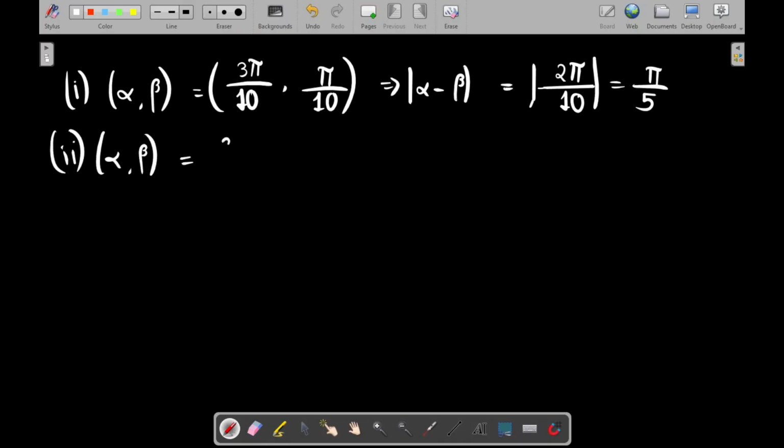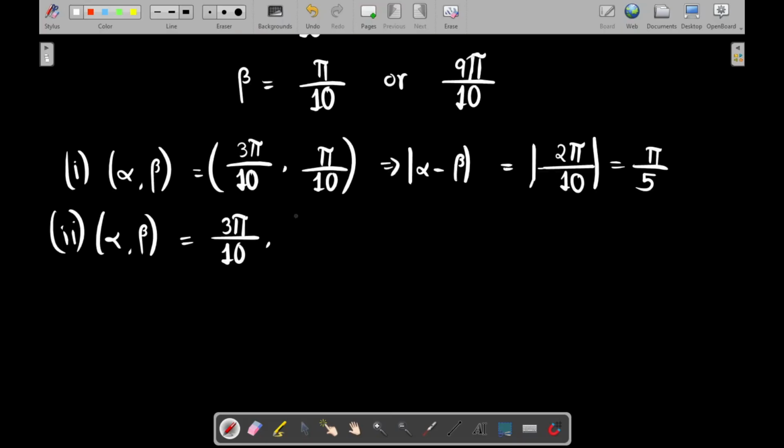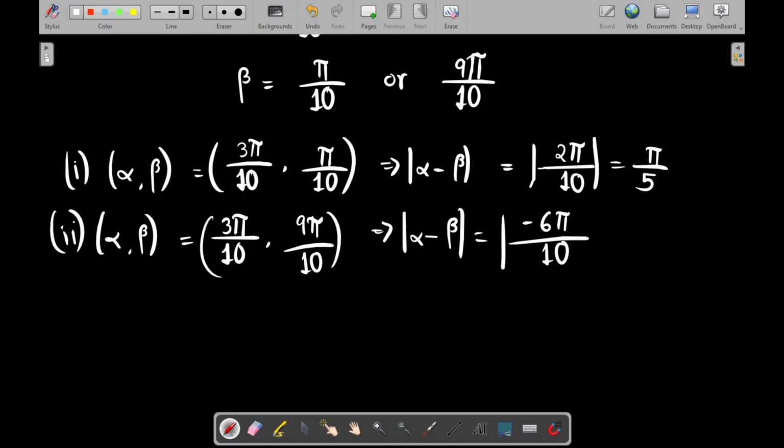Similarly, for the other pairs, we can take 3 pi upon 10 as alpha and beta as 9 pi upon 10. So the modulus of alpha minus beta now becomes 3 pi upon 10 minus 9 pi upon 10, which is the modulus of minus 6 pi upon 10, which becomes 3 pi upon 5 on simplification. So this pair's difference is already larger than the previous one, so this will be excluded.